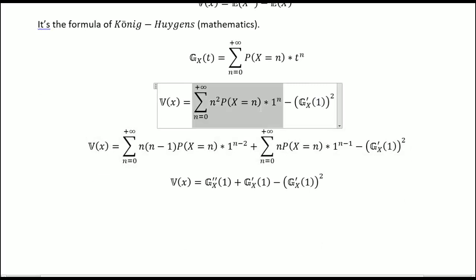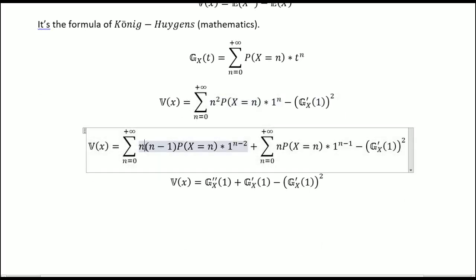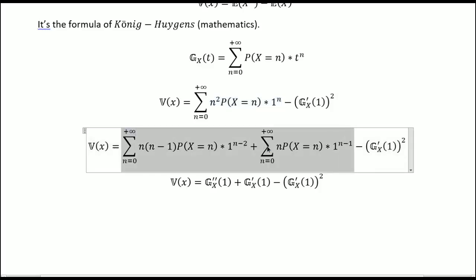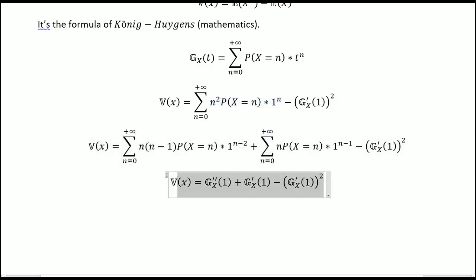So we have this, but we can split this as being n minus 1 times this thingy here, plus the sum of n, because n minus 1 plus n is equal to n squared. So we just split the sum, and we get this formula that is the n.